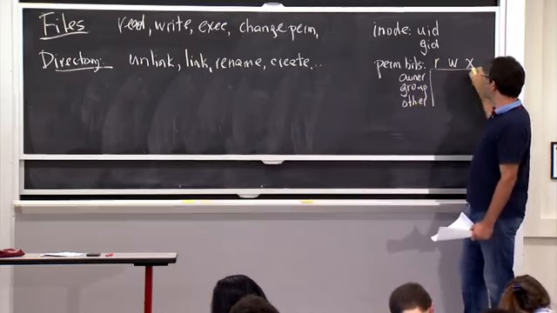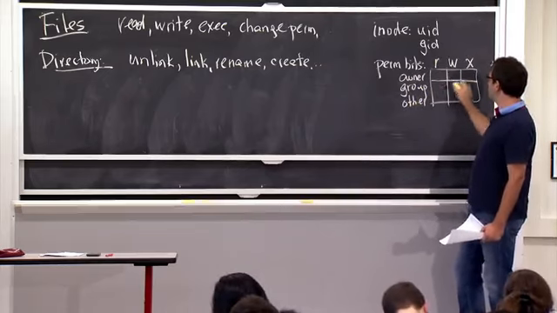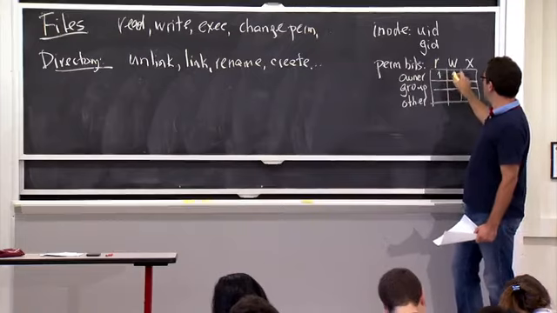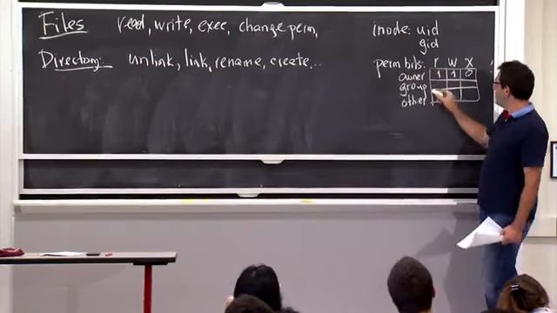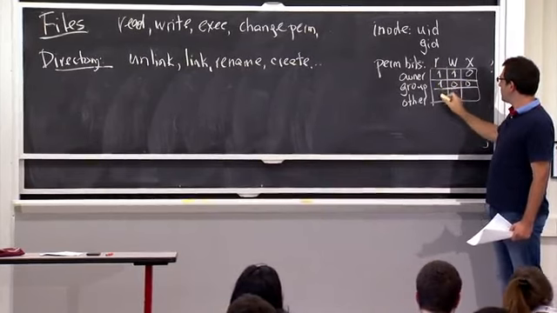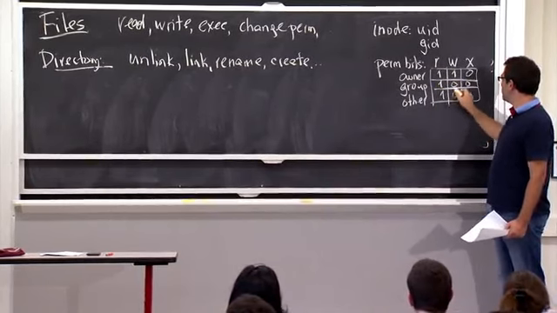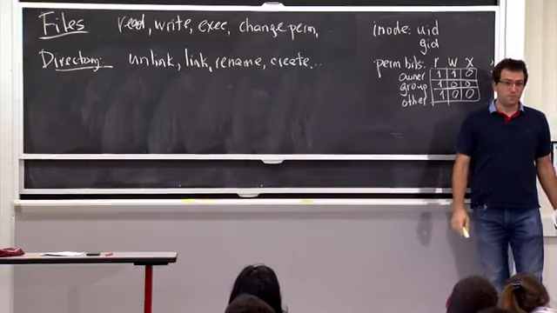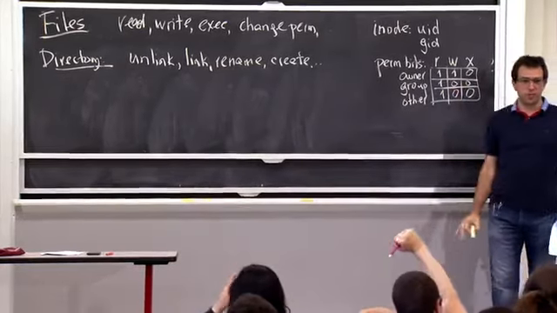And you can fill in this 3x3 binary matrix. So you might say, yep, I can read and write and maybe not execute this file. People in that GID might be able to read but not write this file. And everyone else, maybe they can also read it but not do anything else with it. So this is the way Unix stores permissions.